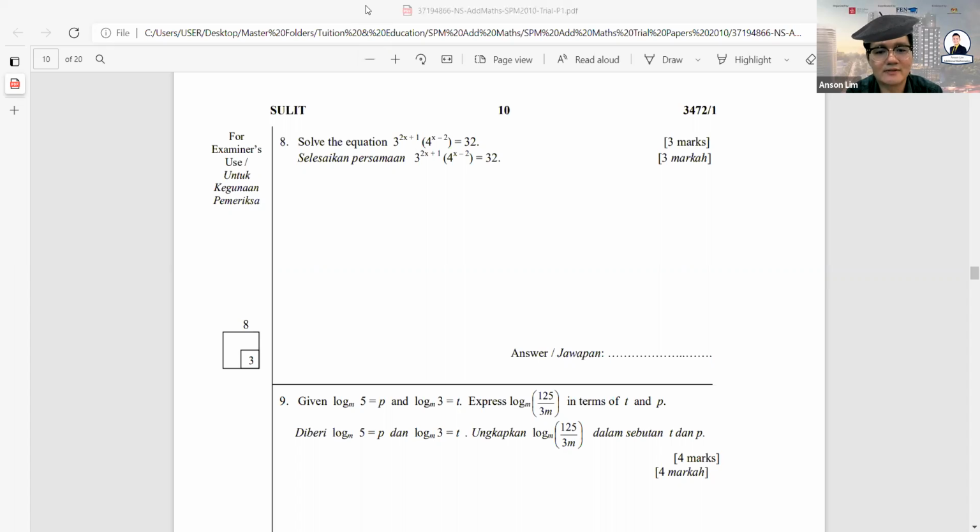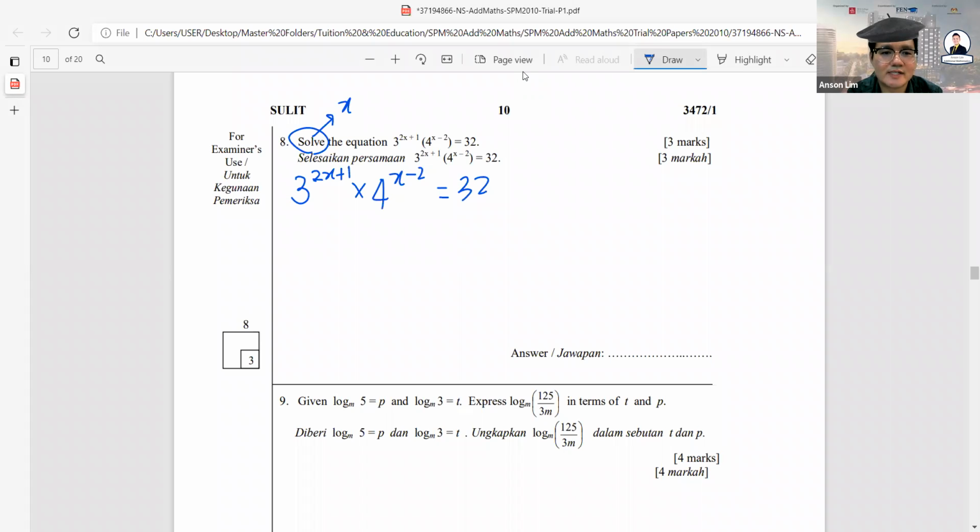Yes. So now, ready. To solve the equation, I want you to see carefully. It means you have to find the x, right? Solve means find the x. So, class, do you know how to do this question? How to solve exponent and log. Bracket means multiply. And then what you can do is split them.